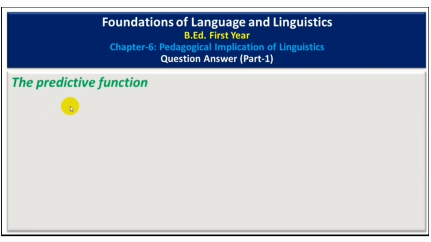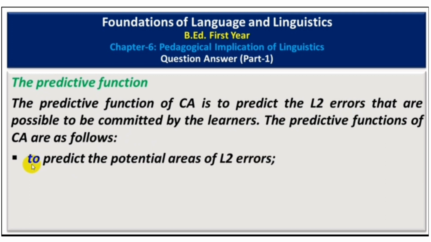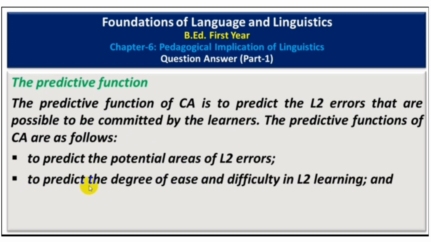The predictive function. The predictive function of CA is to predict the L2 errors that are possible to be committed by the learners. The predictive functions of CA are as follows: to predict the potential areas of L2 errors, to predict the degree of difficulty in L2 learning, and to predict the cause of L2 errors.